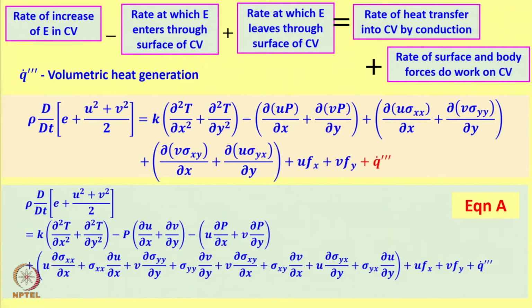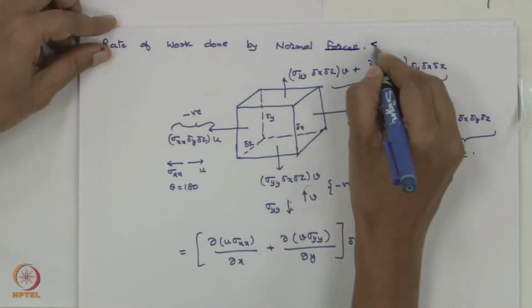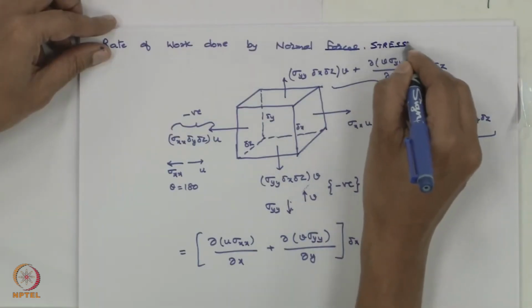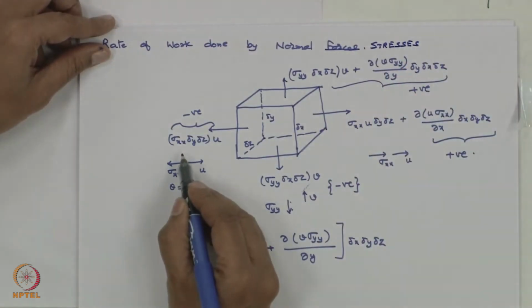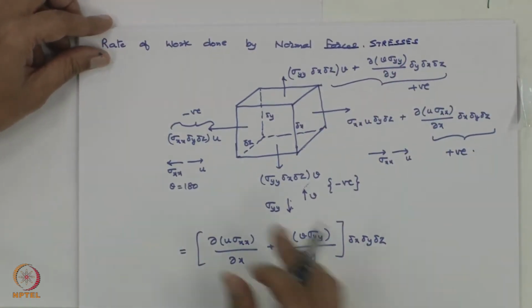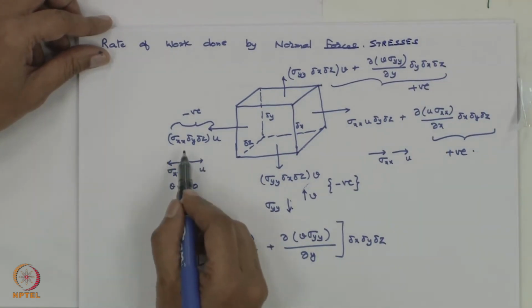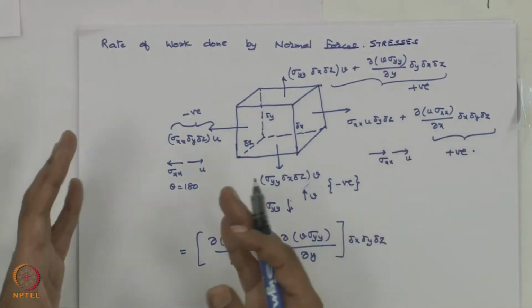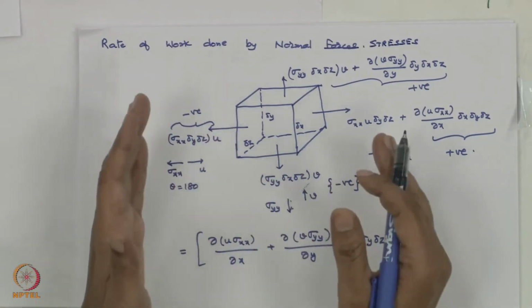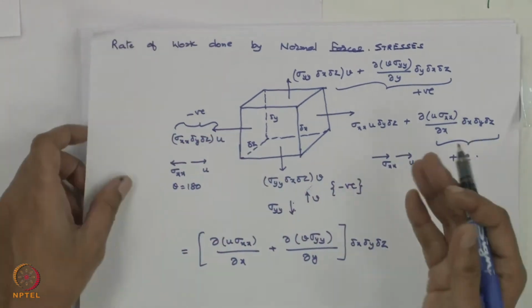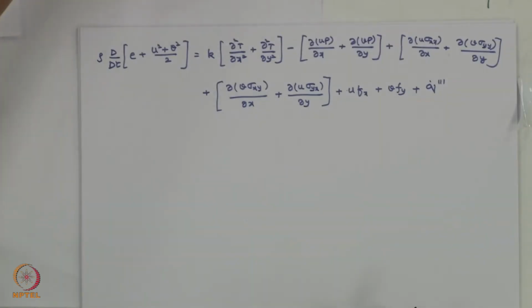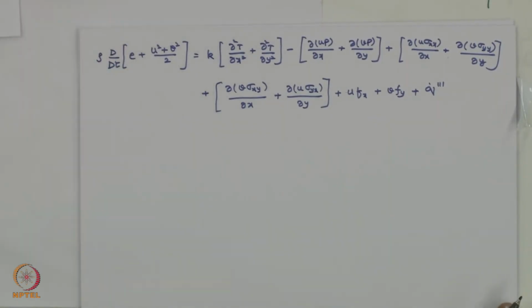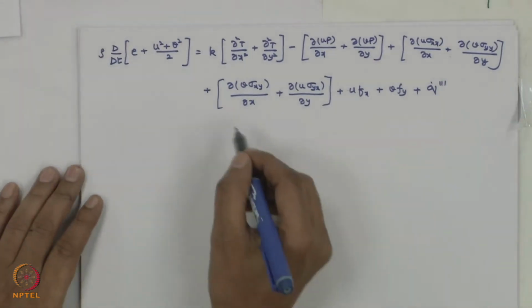I would like to mention here that we shouldn't be under the impression that the rate of work done by the normal stresses, by convention we have taken sigma xx outward. Depending on the problem, they can be compressive also. Here I have taken tensile, but they can be compressive also. It's just out of convention, but depending on the problem, my sigma xx can be negative as well. We shouldn't be under the impression that all the time sigma xx is going to be positive, that is tensile. Now coming back, let's do the algebra.